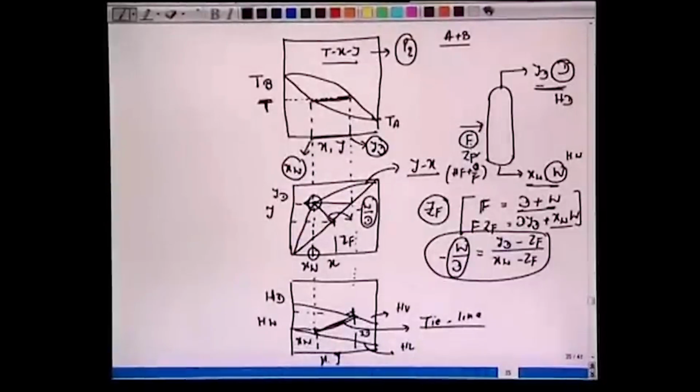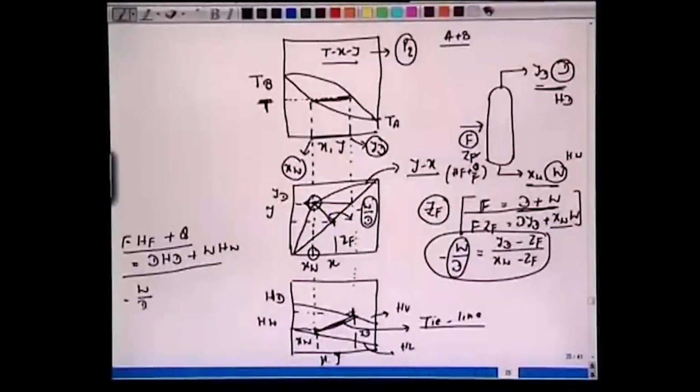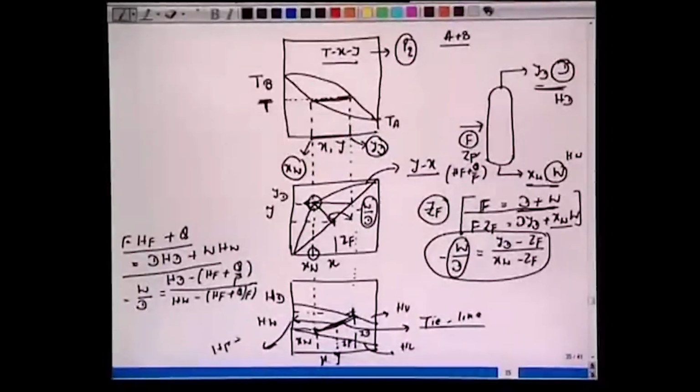Just like we said that F equals D plus W, we can also write an enthalpy balance. We have F HF plus Q, this is incoming to the flash drum, this equals D HD plus W into HW. From this and the first equation F equal to D plus W, we should be able to obtain that again we have minus W over D as HD minus HF plus Q over F, over HW minus HF plus Q over F. So one can again apply this mixing rule. There is no heat loss. That means the coordinate of this ZF, if we mark it here, has to correspond to HF plus Q over F.